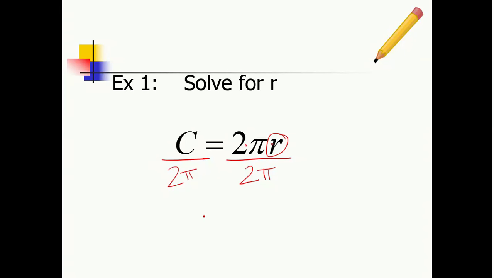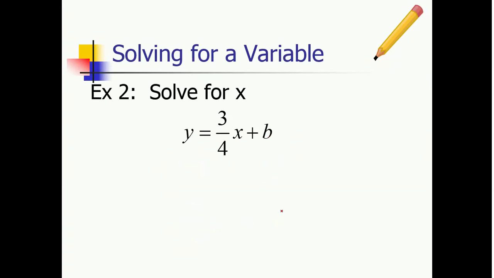6.28, something something something. So on this side, the left, I'm left with C over 2 pi equals r. I have solved for r. I'm done with the problem. Pretty simple. You just got to think of it as, how would I have normally solved this if I had numbers? So let's take a look at this.